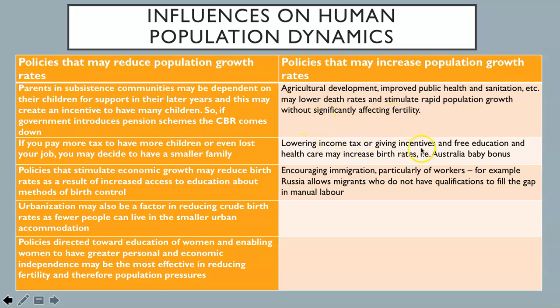Lowering income tax or giving incentives in free education and healthcare may increase birth rates, like in Australia, the baby bonus. Encouraging immigration, particularly of workers. For example, Russia allows migrants who do not have qualifications to fill the gap in manual labor.